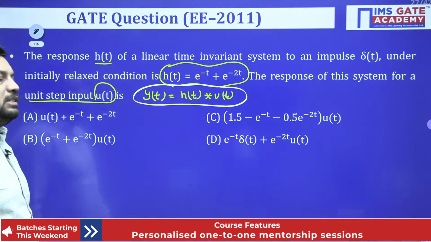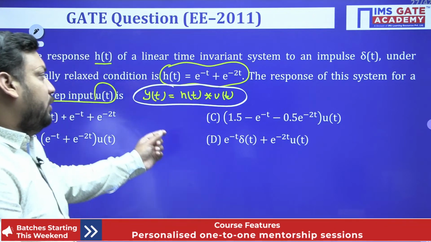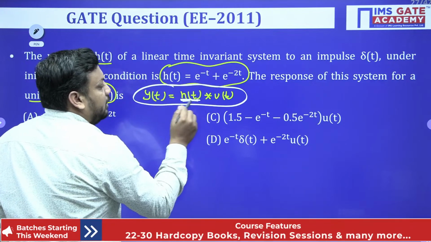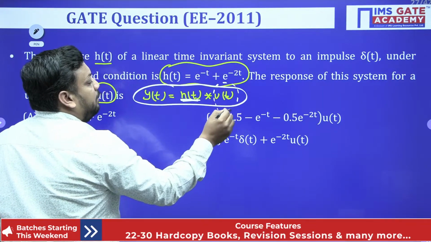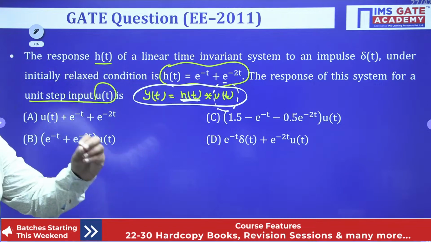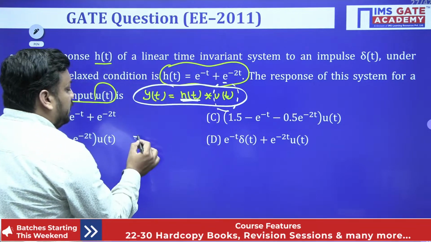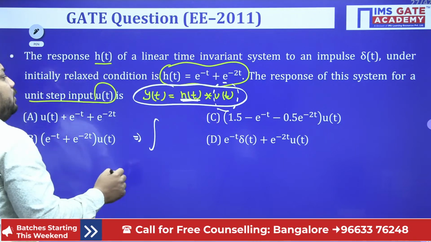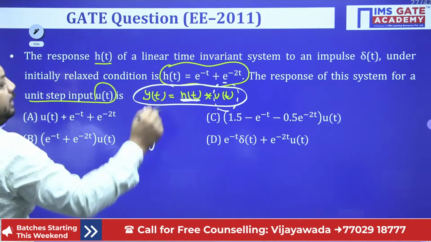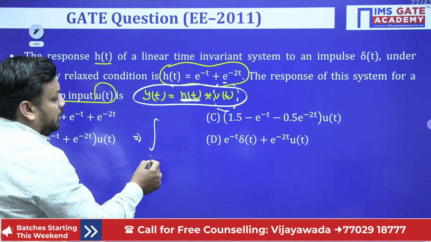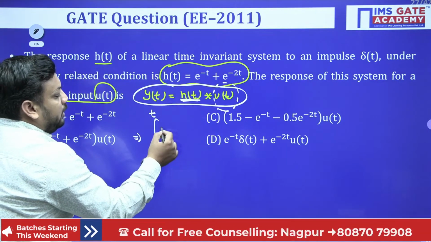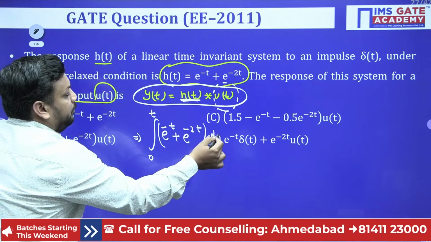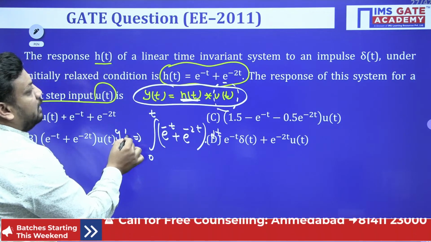Why can we apply the step response property? Because whenever any signal is convolved with a pure step, you just need to integrate the other signal. The other signal is given as e to the power minus t plus e to the power minus 2t, so we simply integrate from 0 to t of e to the power minus t plus e to the power minus 2t dt. So this is nothing but my final answer.